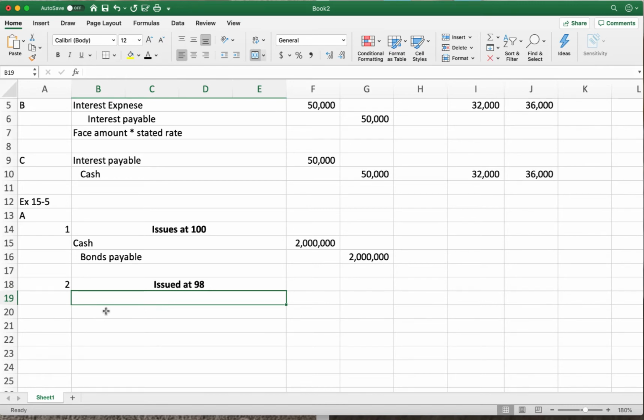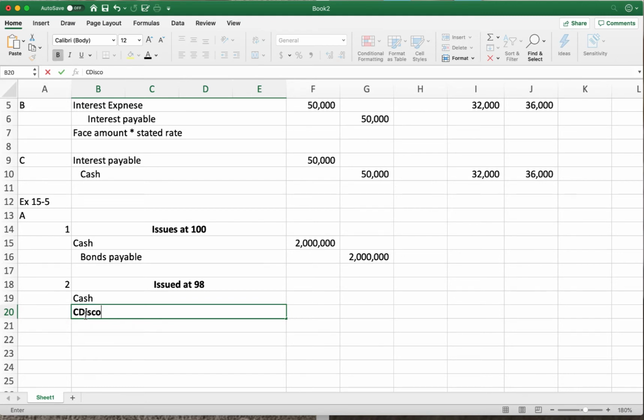Two, let's calculate the amounts. Now, the first step, what is the journal entry, okay? You should know this, you should have it on a note card already. This needs to be automatic, meaning you don't have to think about it. We issue a bond at a discount, 98% of its value. We have to debit cash always. We need to debit discount on bonds payable.